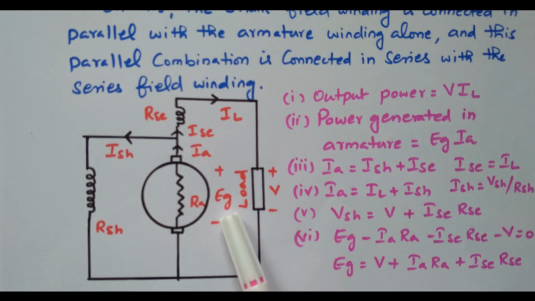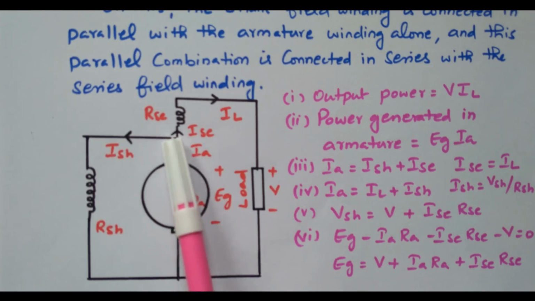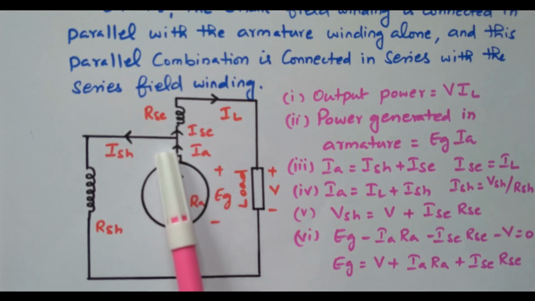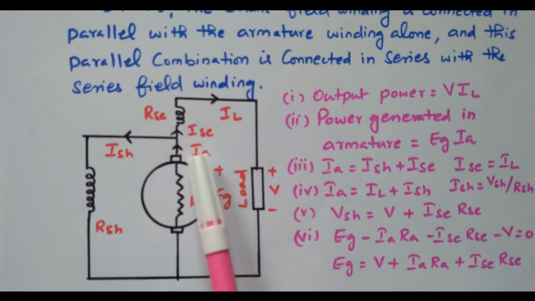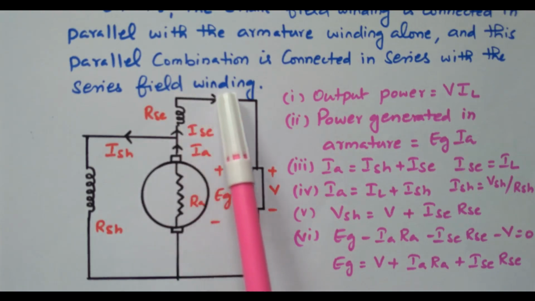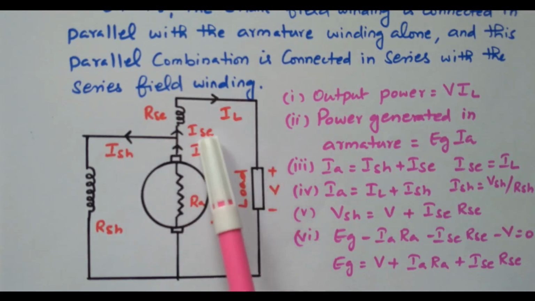This Eg is the generated voltage, V is the voltage available at the load terminal. After the drop, the remaining voltage will be available at the load terminal. So this Ra is the armature resistance. This Ia is the current flowing from the armature. At this point, what will happen? It will be split into ISH and ISC, shunt field current and series field current. This series field current is equal to load current also. Both are connected in series. So ISC equal to IL. Right. Now what are the drops available here?